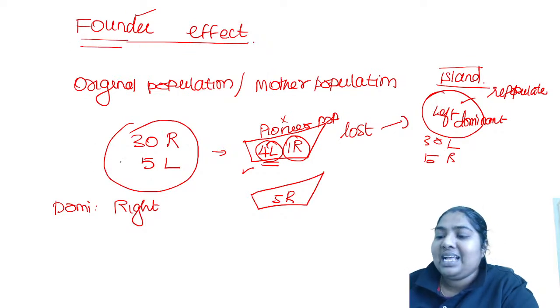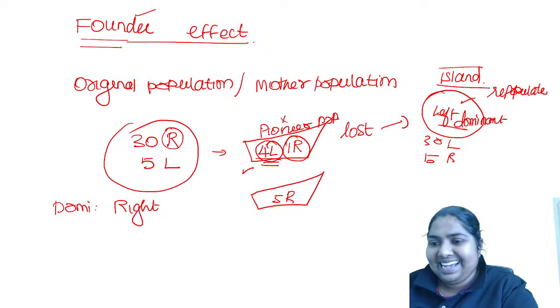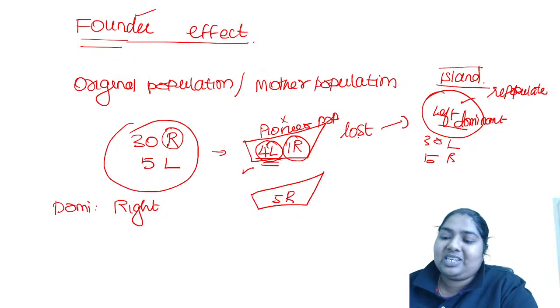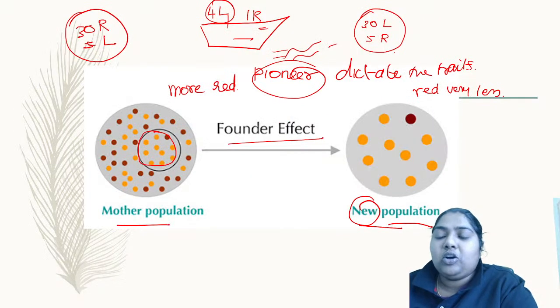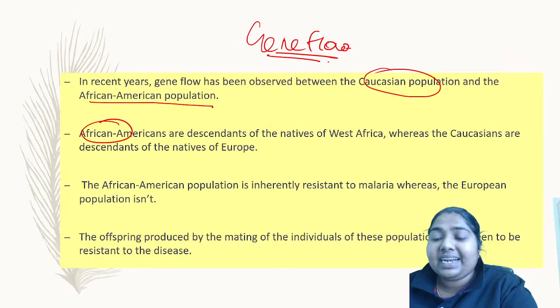In the earlier population, R should be dominant. But now because almost all of them are L, L has become dominant and R is very, very less. So now you understood how this became? It has become reversed, no? This is how the repopulation works out. Yes, Anjali, I hope your doubt is done. Okay, good. So this is about the founder effect, and I was telling you about gene flow.